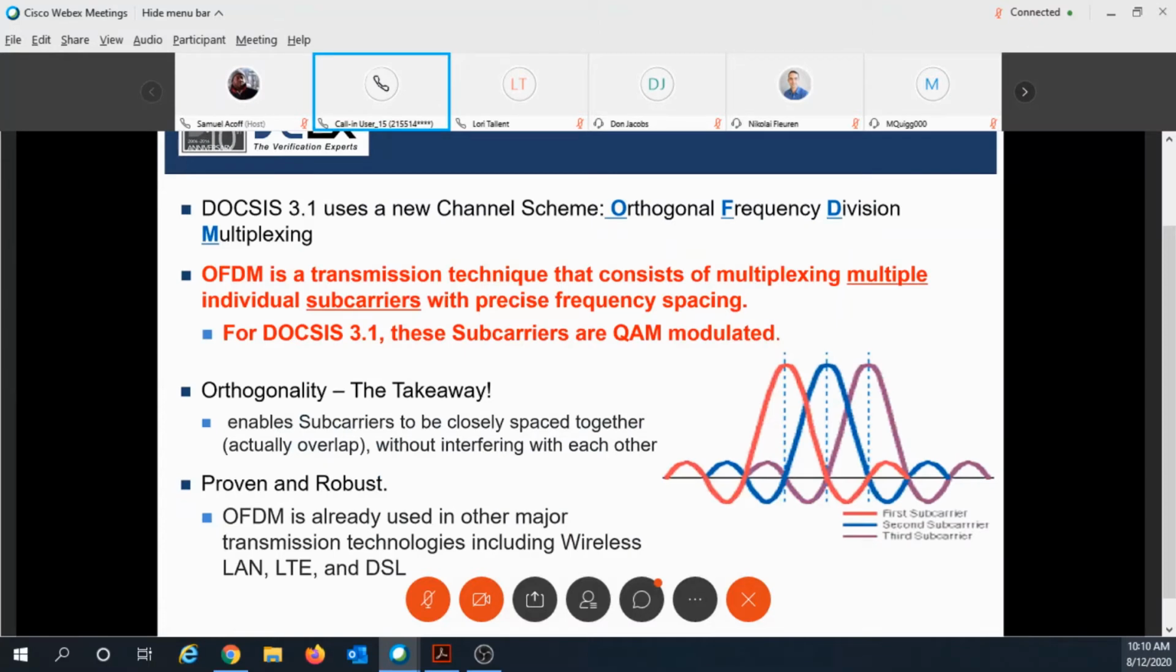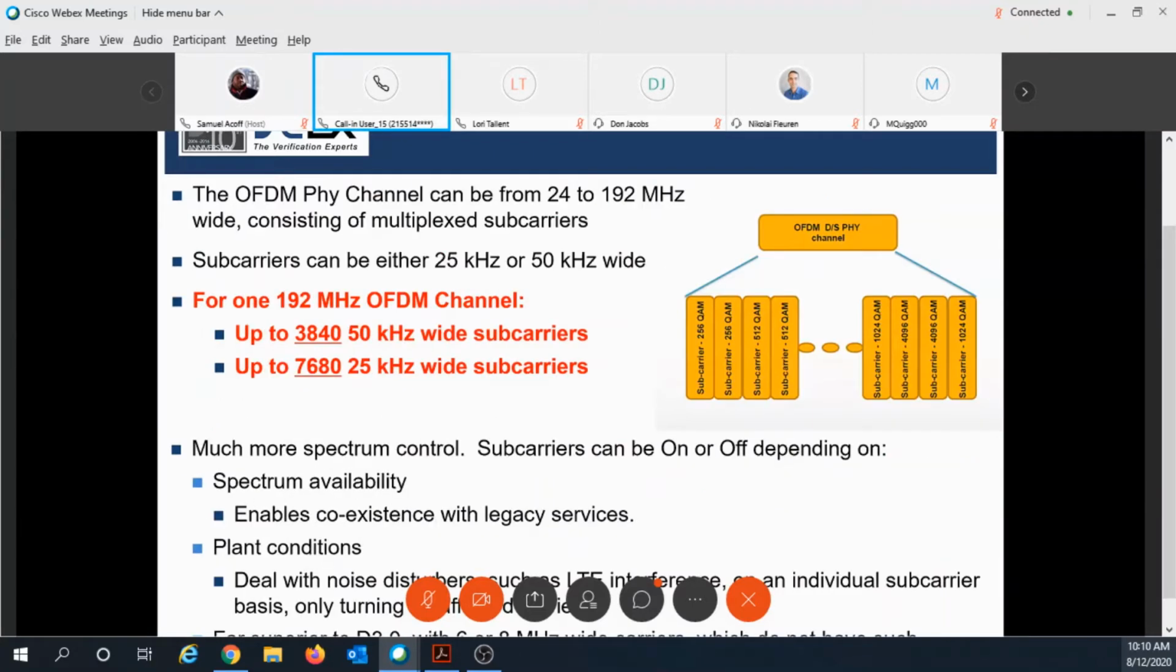OFDM, orthogonal frequency division multiplexing, is a transmission technique that consists of combining or multiplexing many, many subcarriers with precise spacing. For DOCSIS 3.1, these subcarriers are QAM modulated. We'll talk about that in a second. Example: in a 192 megahertz wide OFDM channel with 50 kilohertz spacing, you have 3,840 subcarriers, lots of carriers. Squeeze that spacing to 25 kilohertz and we end up with 7,680 subcarriers.